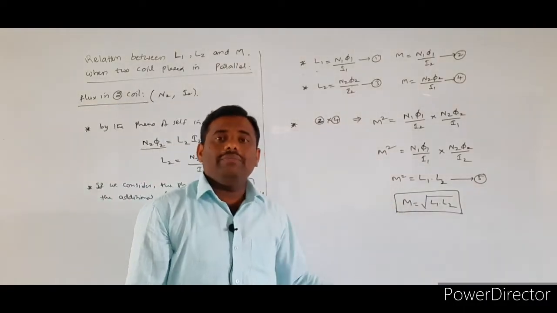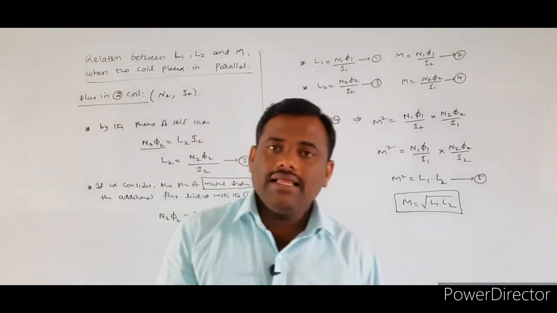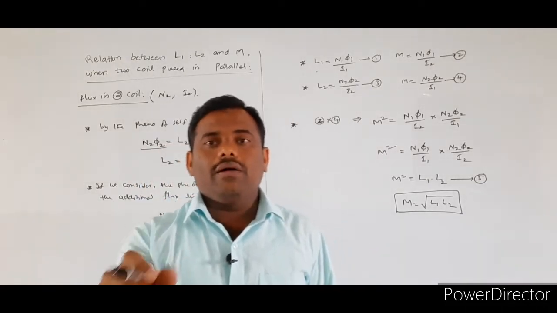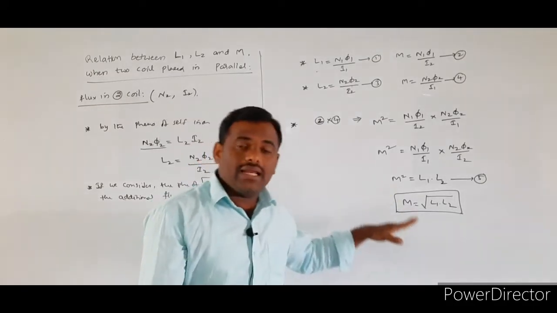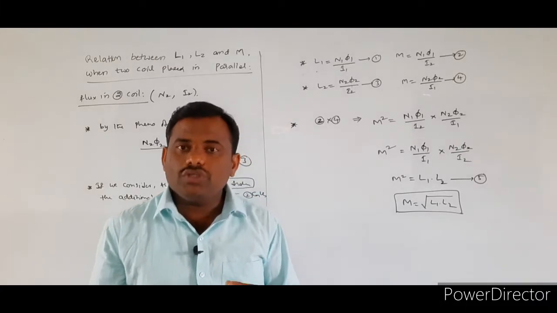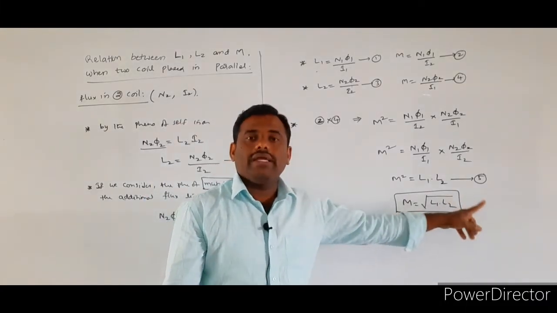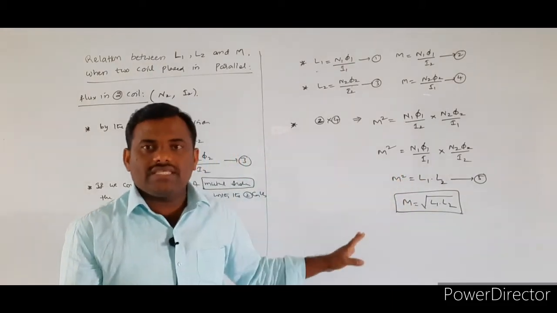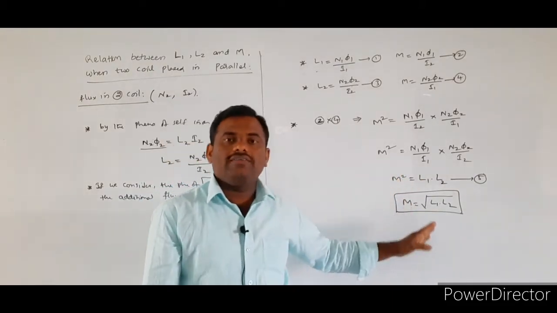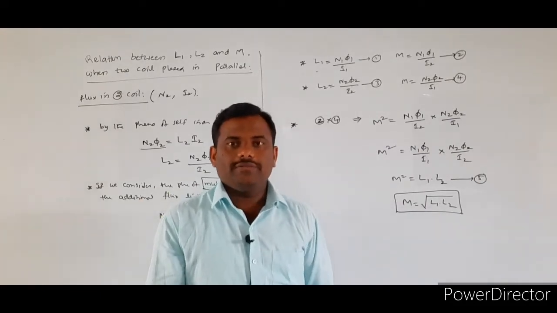This formula exists whenever the two different coils are arranged in parallel combination, and moreover, when you consider the phenomena of mutual induction, at that time the relation between L1, L2 and M is M equal to under root of L1 and L2. So this is the required condition.